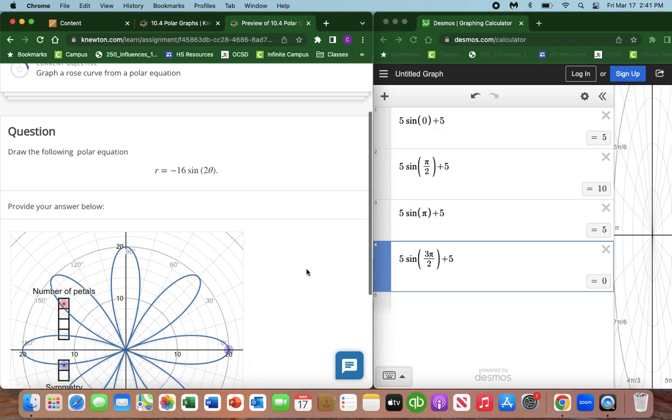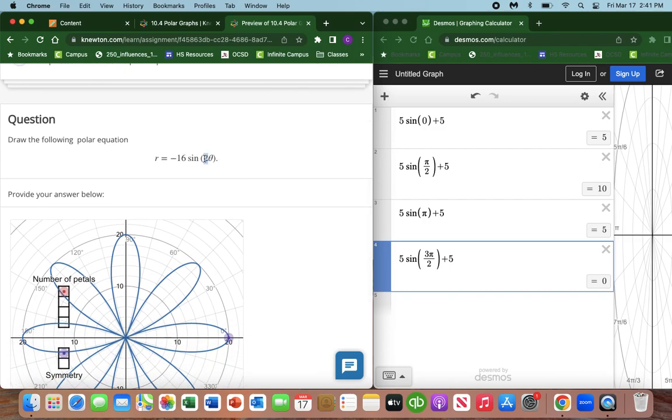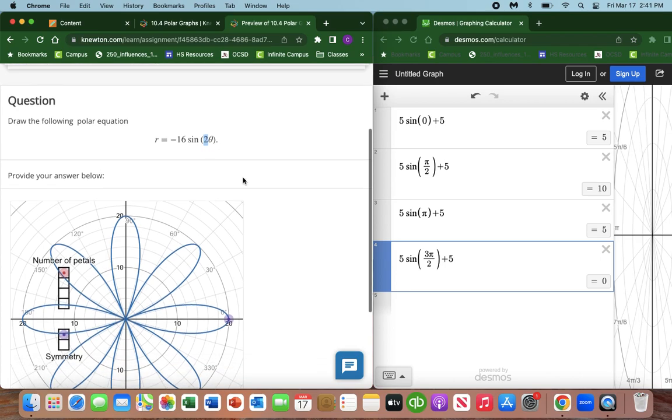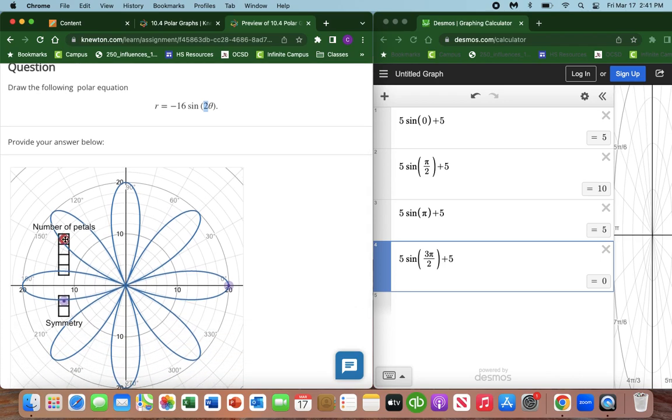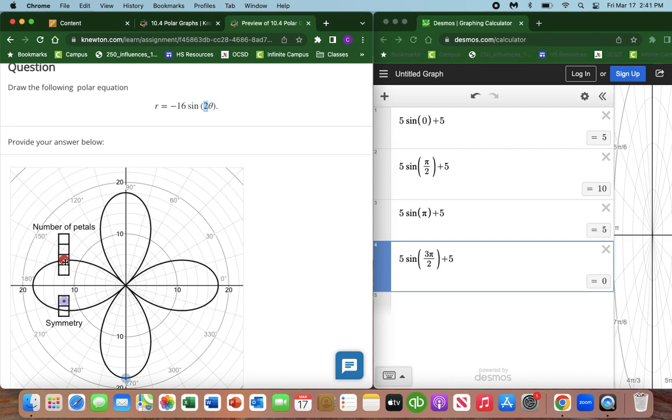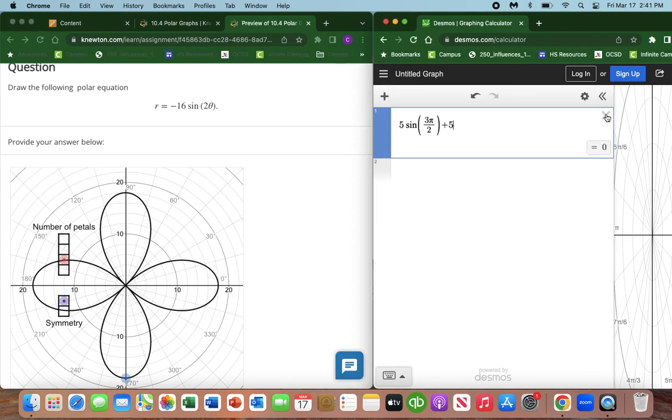Okay, graph another rose curve. And again, we look at the leading coefficient, which is 2, so that tells us we have 4 petals. I'm going to switch this to the correct number of petals. And then I'm going to take that equation and plug it in over here. So it's negative 16 sine of 2 theta. I'm going to use pi over 4 here, because it's the sine function, I'm trying to get pi over 2 on the inside. I get negative 16 there.